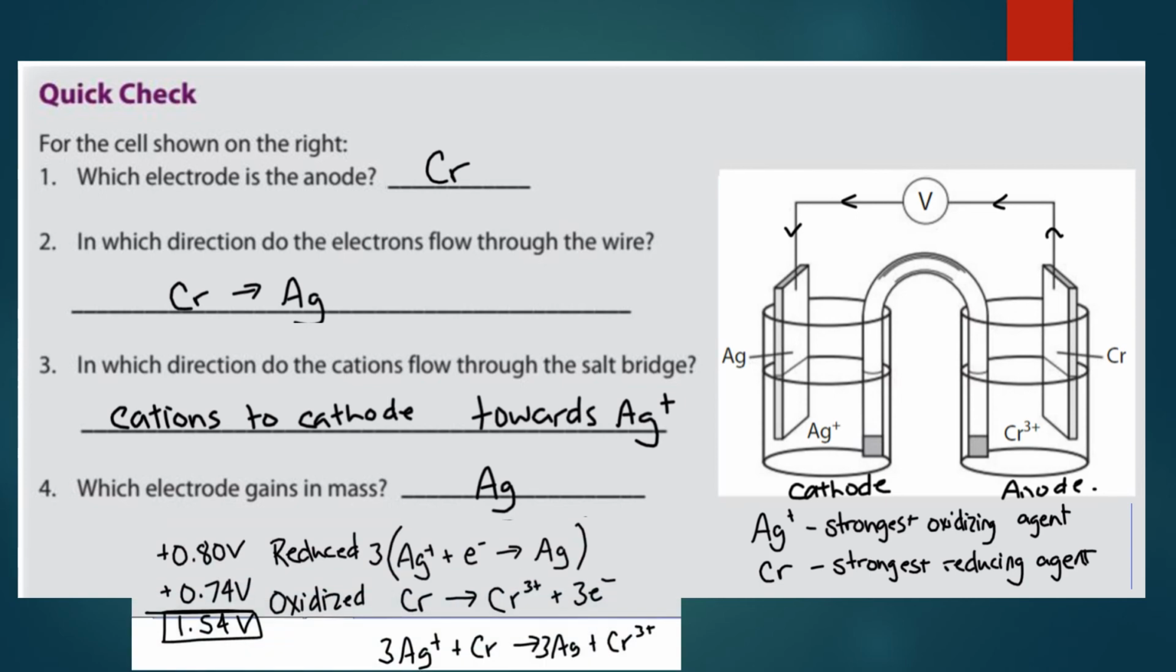If we want to calculate how much voltage this will produce as well, we can take a look. We've got 0.80 coming from the silver reaction. We're going to switch the sign on the chromium reaction, so we have 0.74, and as we add them together, we get a total voltage of 1.54 volts. You'll notice that if we look at the overall reaction, we have 3 silver ions plus chromium yield 3 silver plus chromium ion. Even though we've balanced that reaction and had to multiply the silver by 3, it does not affect the voltage.